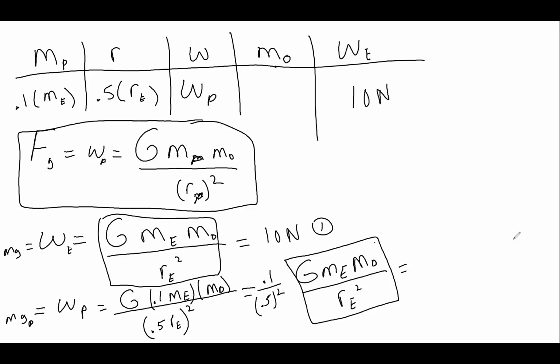So what we're going to do then is take 0.1 and divide it by 0.5 squared. When we do that, we get 0.4. Now, 0.4 times what? 0.4 times all of this. But we're not going to solve all of this, because we said all of this is equal to that, and that's just 10 newtons. So multiply that by 10 newtons, and of course we get 4 newtons.